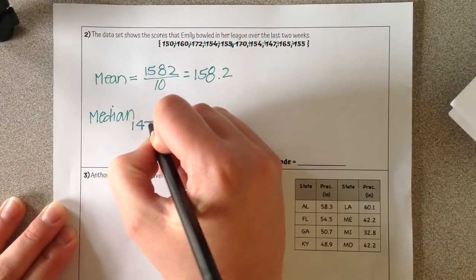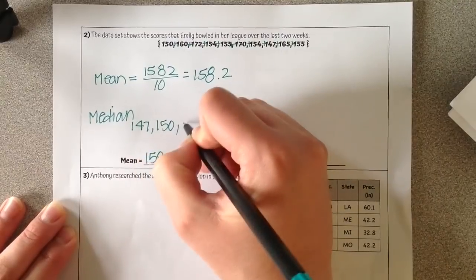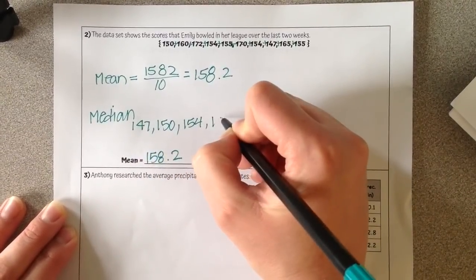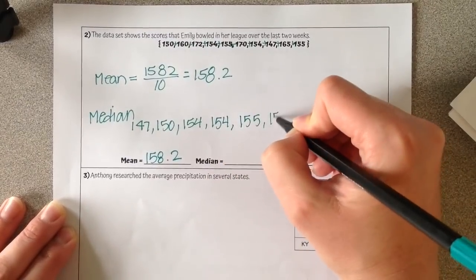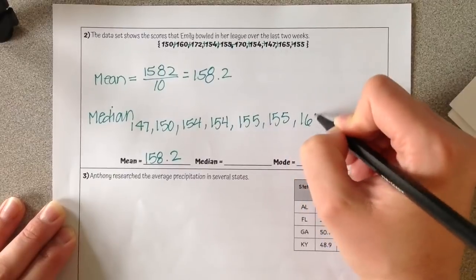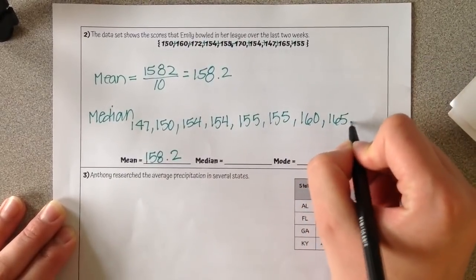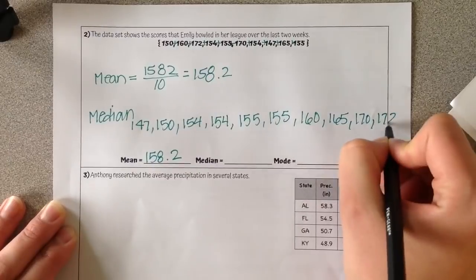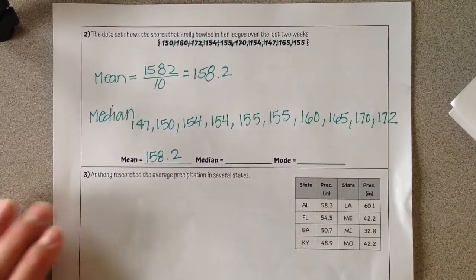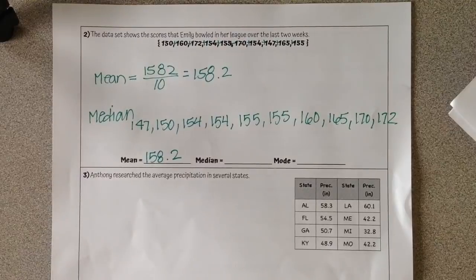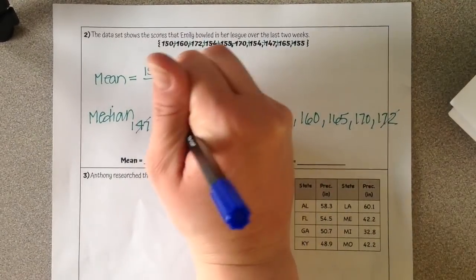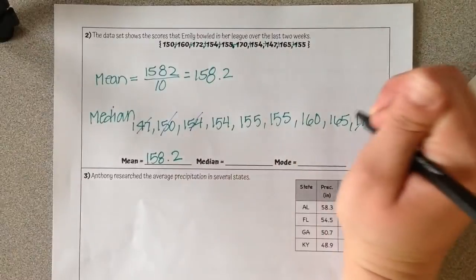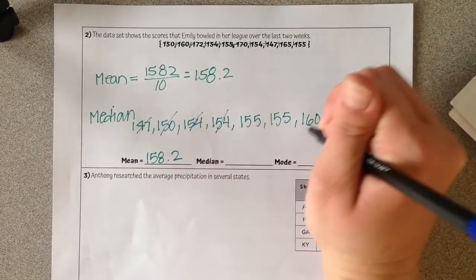So I have 147, 150, 154, 154, 155, 155, 160, 165, 170, and 172. So remember, my second step then for finding the median is to cross off numbers on each end of the data set until I get to the middle. Lowest, highest, lowest, highest, lowest and highest, lowest, highest.